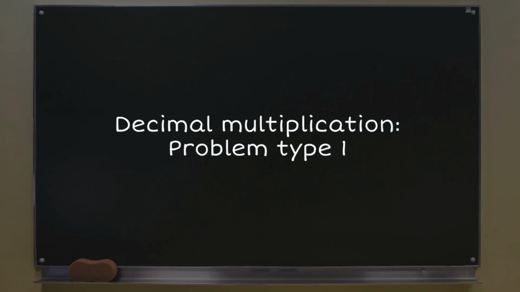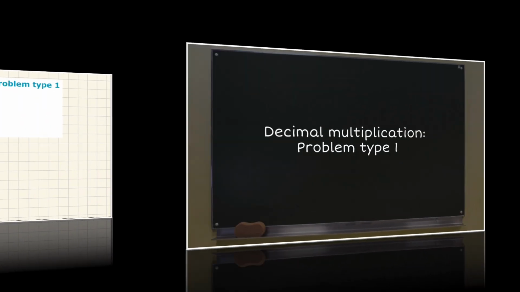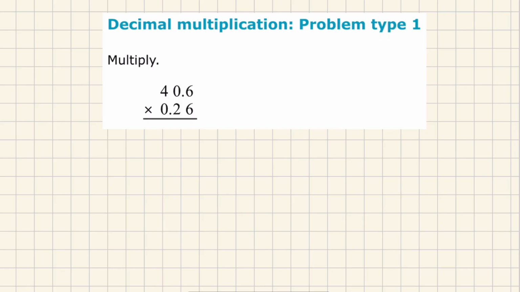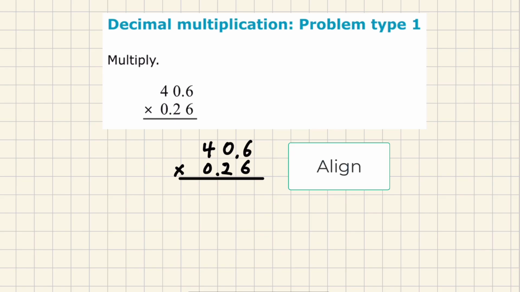Decimal multiplication, problem type 1. To multiply these two numbers, I'll start by rewriting, and notice that for multiplication we don't need to line up the decimals, but we do need to line up the digits on the far right, and then we can use these columns to organize our multiplication in the same way that we would for non-decimal numbers.